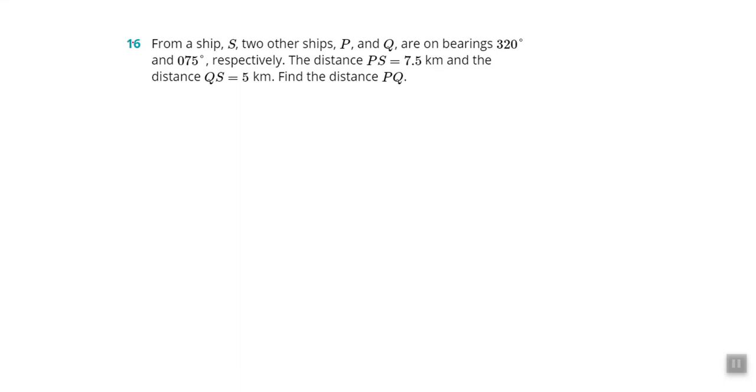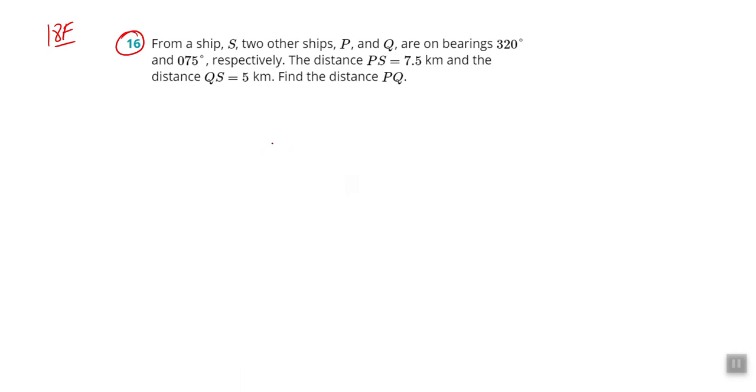This is for Year 12 Fundamentals. We're going to look at question 16. So this is another bearings question from exercise 18E. From a ship S, there are two other ships P and Q on a bearing of 320 degrees and 75 degrees, respectively.